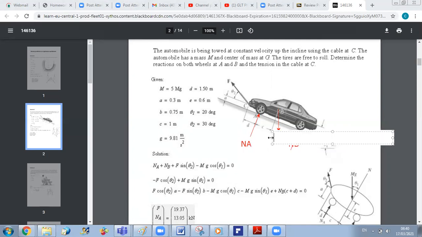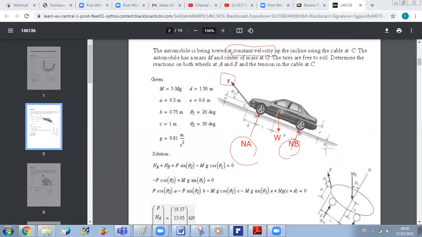Okay. Now, the number of unknowns: I have 3 unknowns here. I have the reaction NA, the reaction NB, and the tension in the cable. I have 3 unknowns and I can write 3 equilibrium relations. Why can I write the equilibrium relations here? Here it's a dynamic equilibrium, not static equilibrium. Because it's true that the car is moving, but they said at constant velocity.